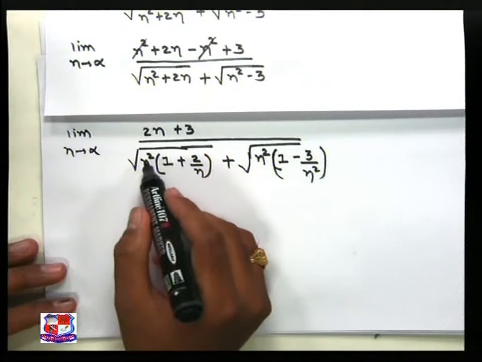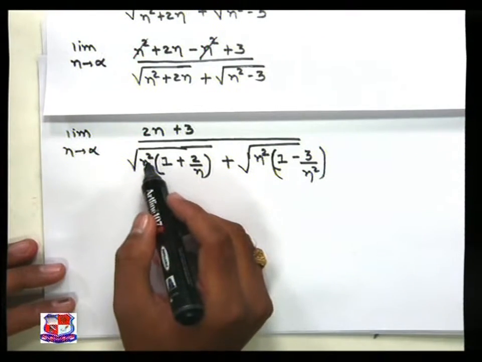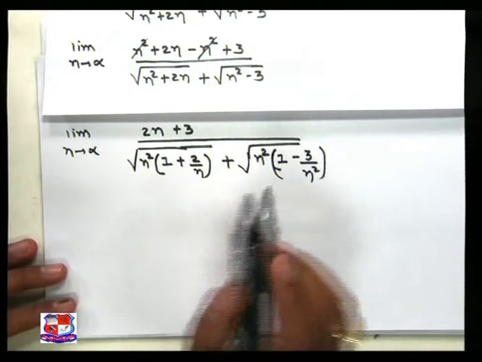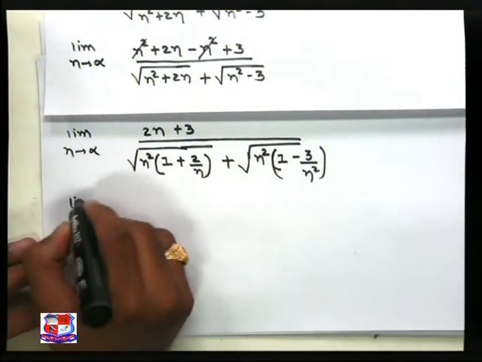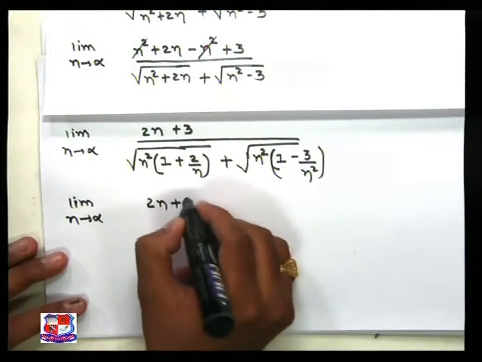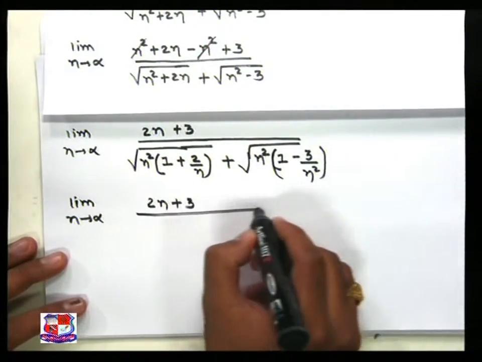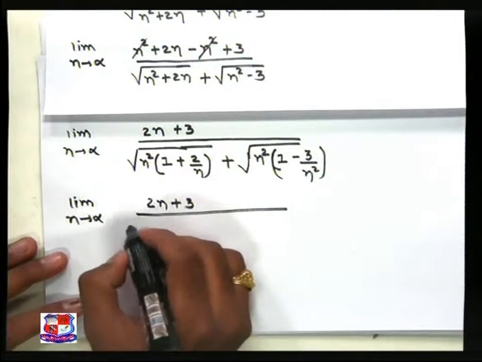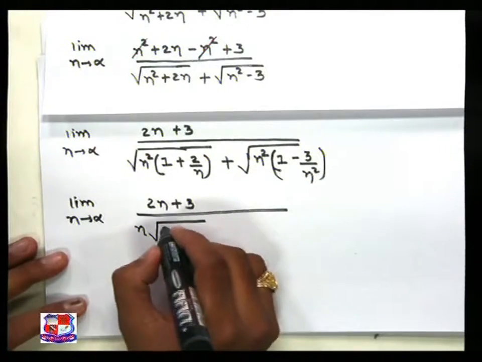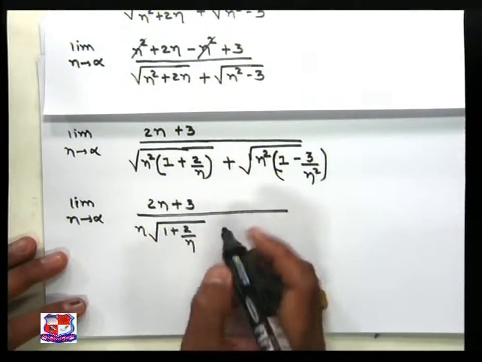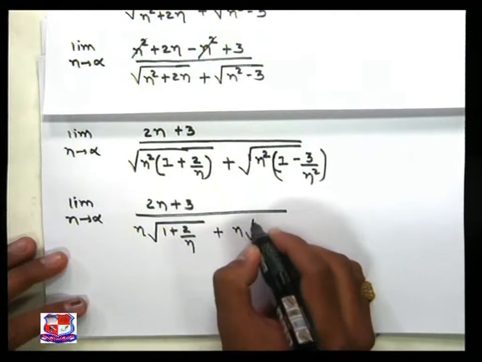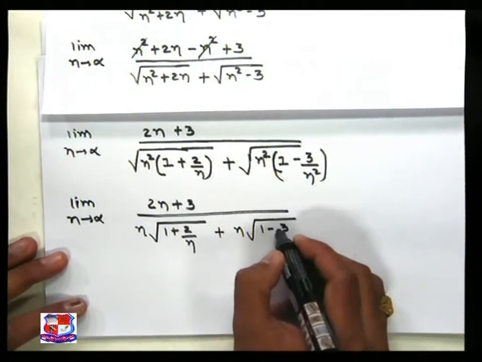Now next, we take n square outside the square root, so it becomes n here, and in the same way here it becomes n. So limit n tends to infinity of 2n plus 3 as it is, divided by this n square from the square root side becomes n, and 1 plus 2 by n, plus this n square from the square root side, that is n, and 1 minus 3 by n.